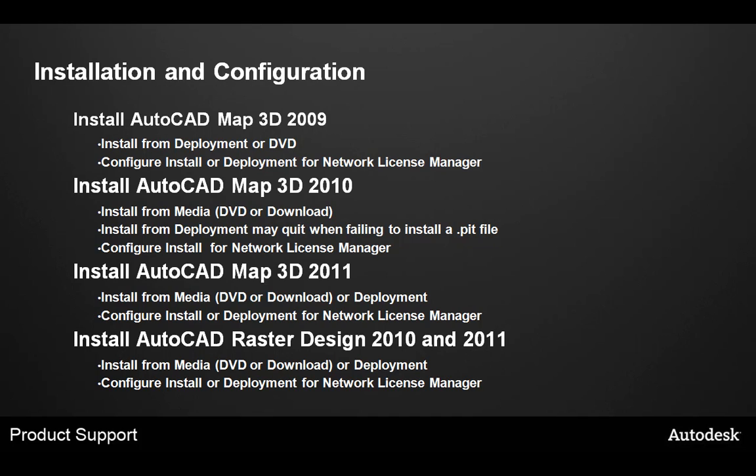If you try to install from a deployment, you may find that it quits when failing on a PIT file. And again, you'll want to make sure that you configure this for the Network License Manager. Again, for Map 3D 2011, you can install from either the DVD or download or a configured deployment. And this also requires that you choose the configure button and configure for the Network License Manager.